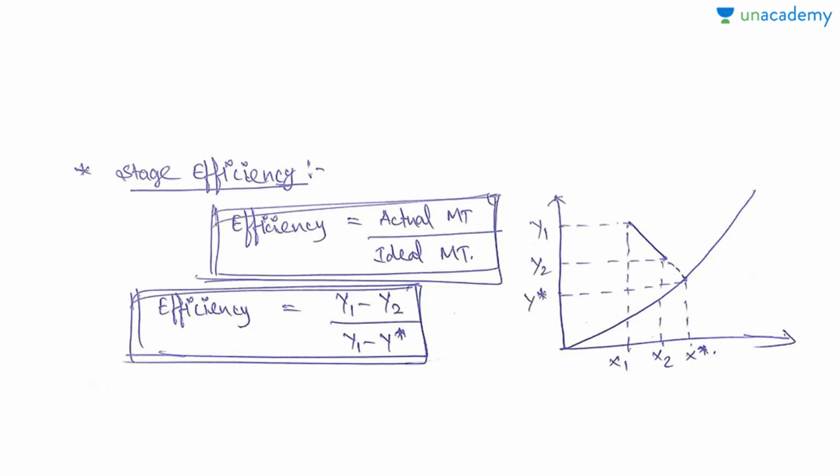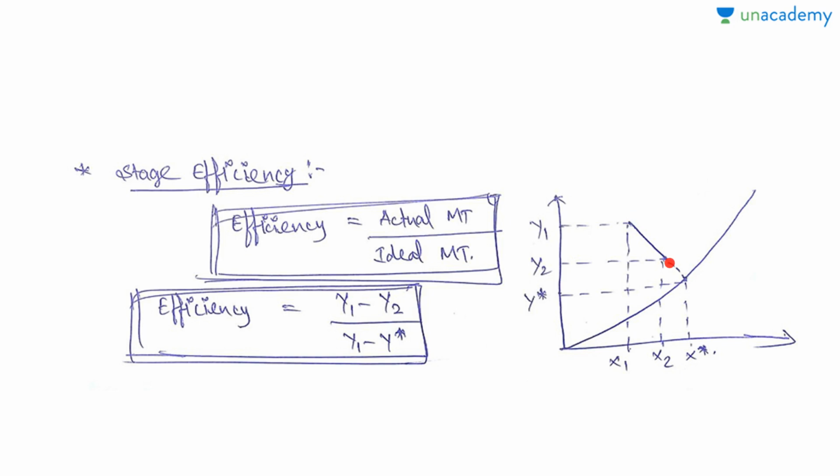Now how do we decide stage efficiency? We know that efficiency is always actual mass transfer upon ideal mass transfer, or actual heat transfer upon ideal heat transfer. Now let's understand how ideal mass transfer goes. So this is the case. Here is the equilibrium line, and this is the operating line.